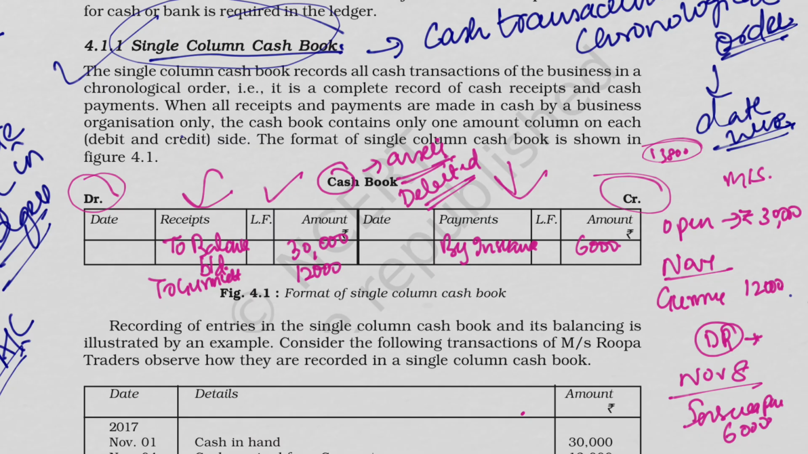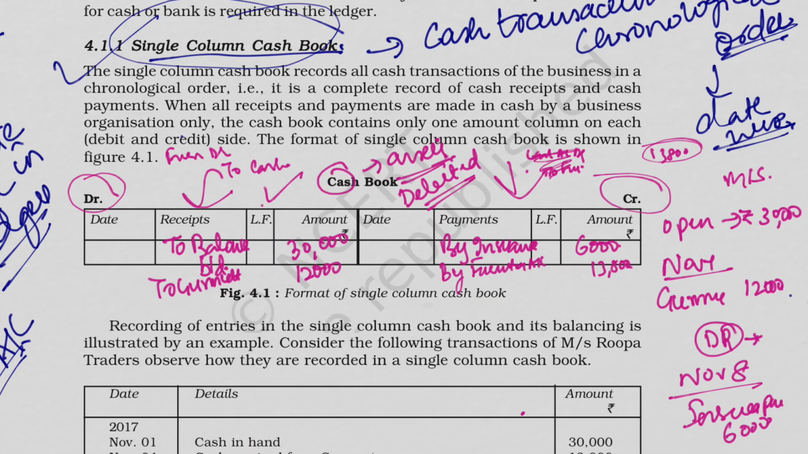When we are purchasing furniture, the entry is furniture account debit to cash. Furniture is an asset that is increasing, so we debit it, and cash is an asset that is decreasing, so we credit it. So on the credit side of the cash book we'll write by furniture account 13,800.